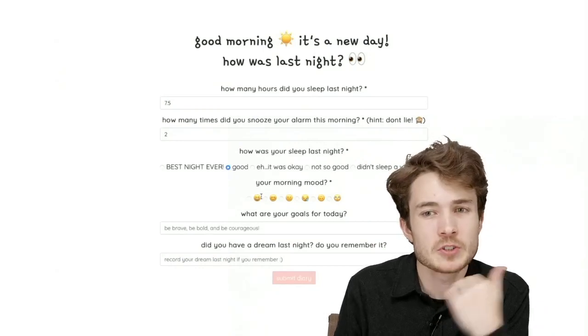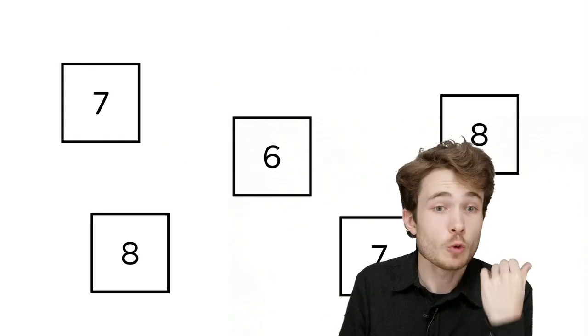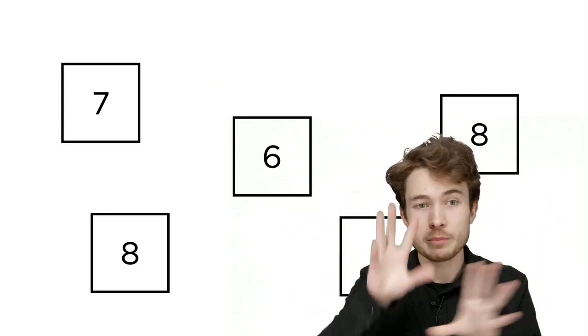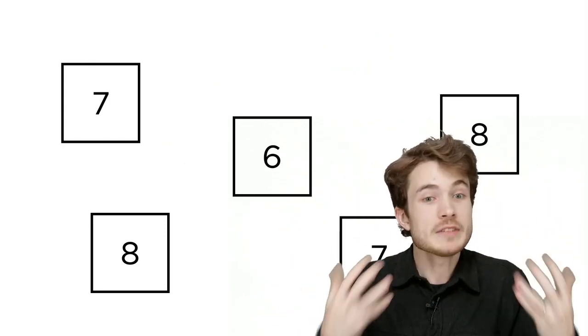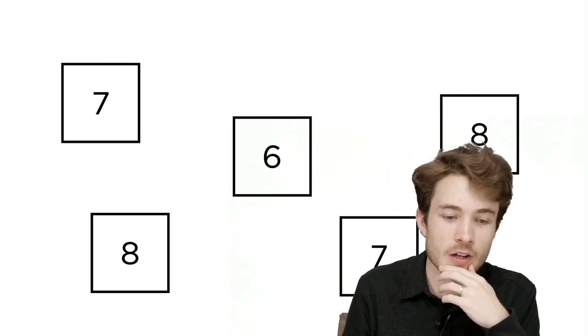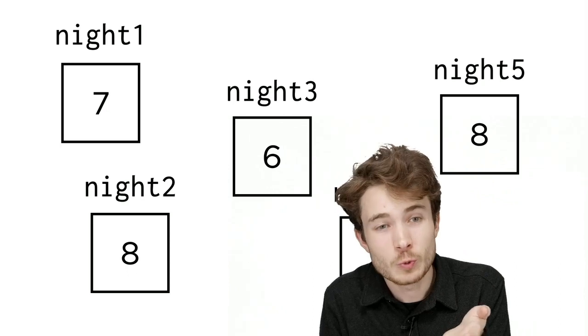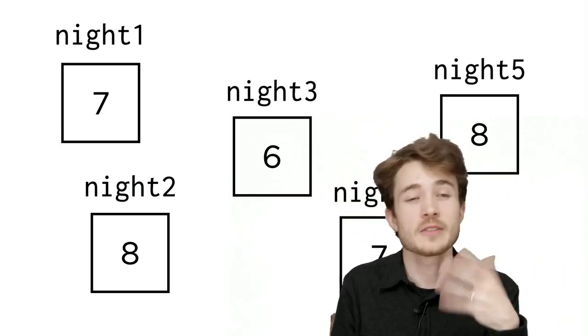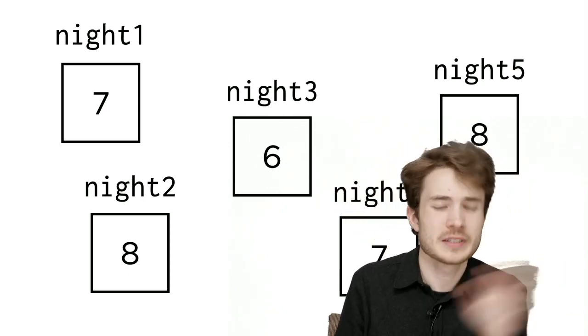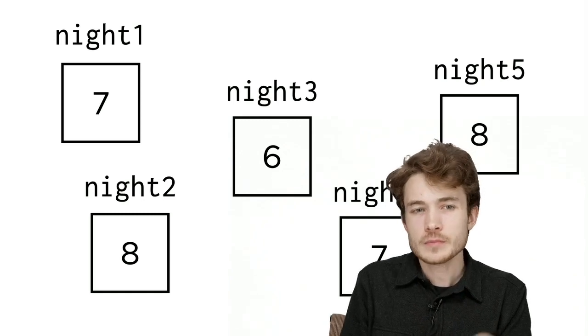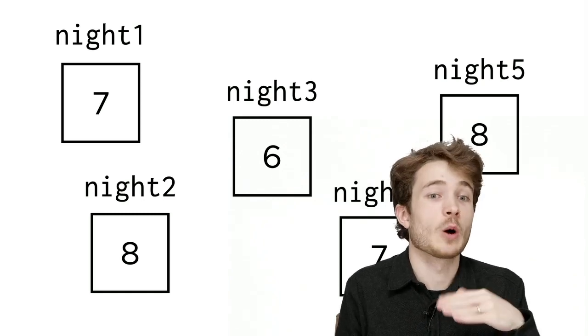Now, if we only had things like variables and not arrays, we might be forced to do something a bit like this. We might have to store this data in individual pieces, kind of around our computer's memory, and we might even give them individual names. Something like, well, on night 1, we slept 7 hours. On night 2, we slept 8 hours. On night 3, we slept 6 hours. And now I'm going to ask you this question here.